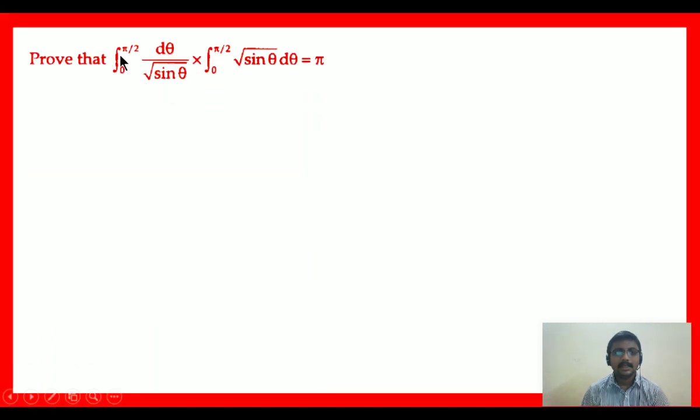Prove that integral 0 to pi by 2 d theta by root of sine theta into integral 0 to pi by 2 root of sine theta d theta is pi. Solution. Consider the first integral, that is integral 0 to pi by 2 d theta by root of sine theta. But 1 by root of sine theta can be written as sine theta whole power minus half. For our convenience, we can write cos power 0 theta, because cos power 0 theta is 1. X power 0 is 1.